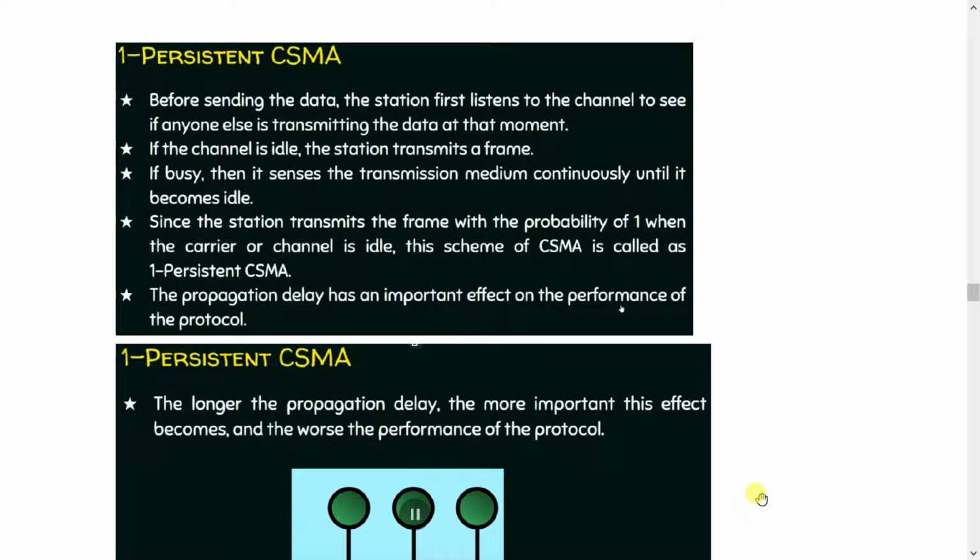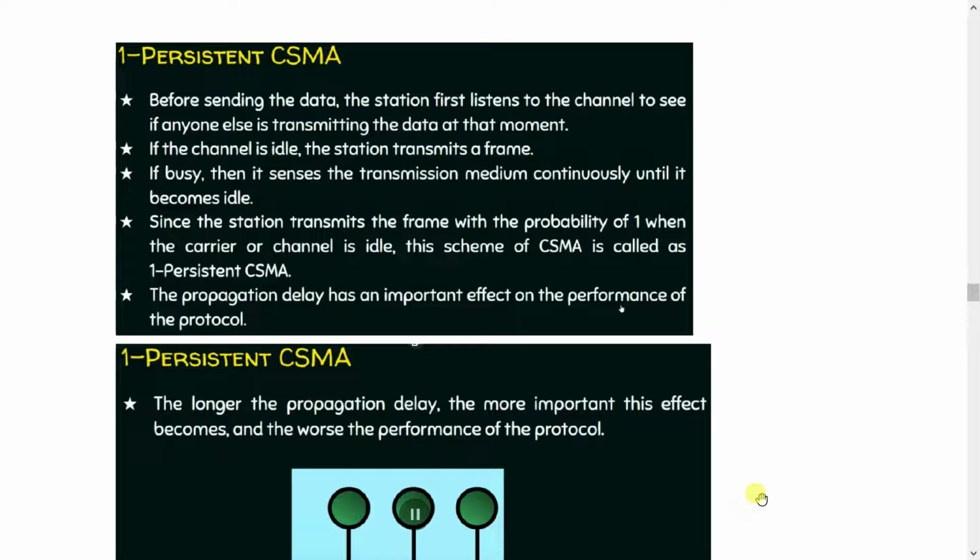This is basically, you can say the following about it. Before sending the data by any node, the station first listens to the channel to see if anyone else is transmitting the data at that moment. If the channel is found to be idle, the station transmits a frame. Let's say a computer node has data that it wants to transmit, and it first senses the channel. The channel is idle, no carrier, no energy in the medium, and therefore it gets to know that it can transmit its data now. The station transmits a frame.